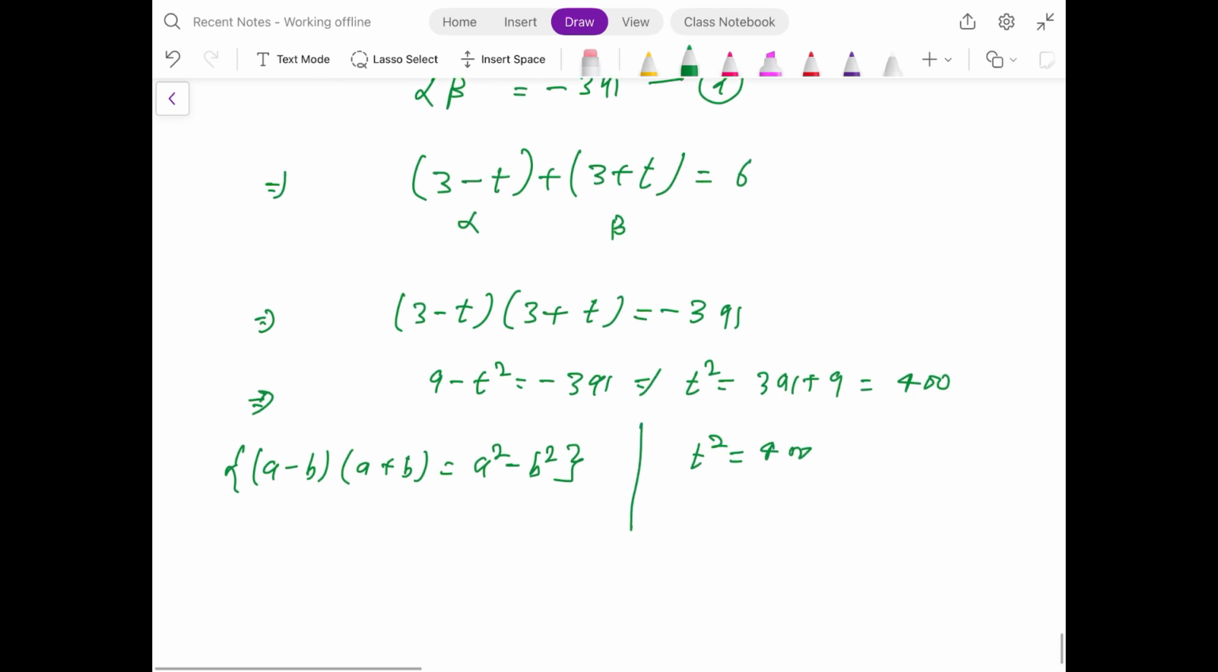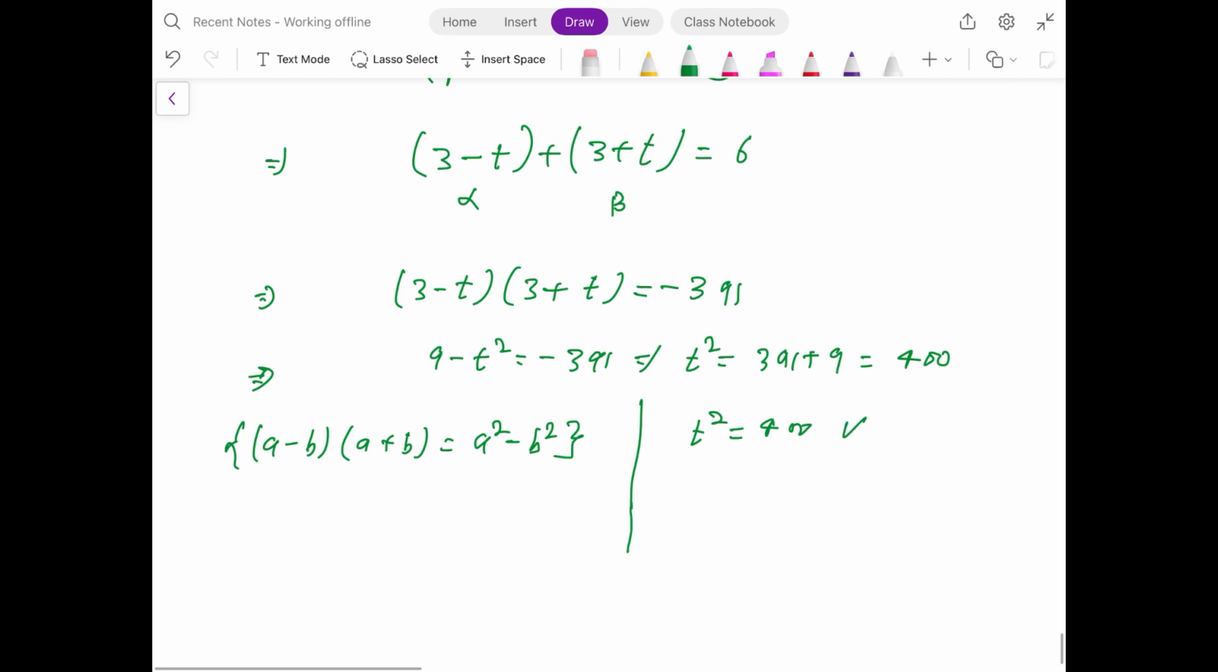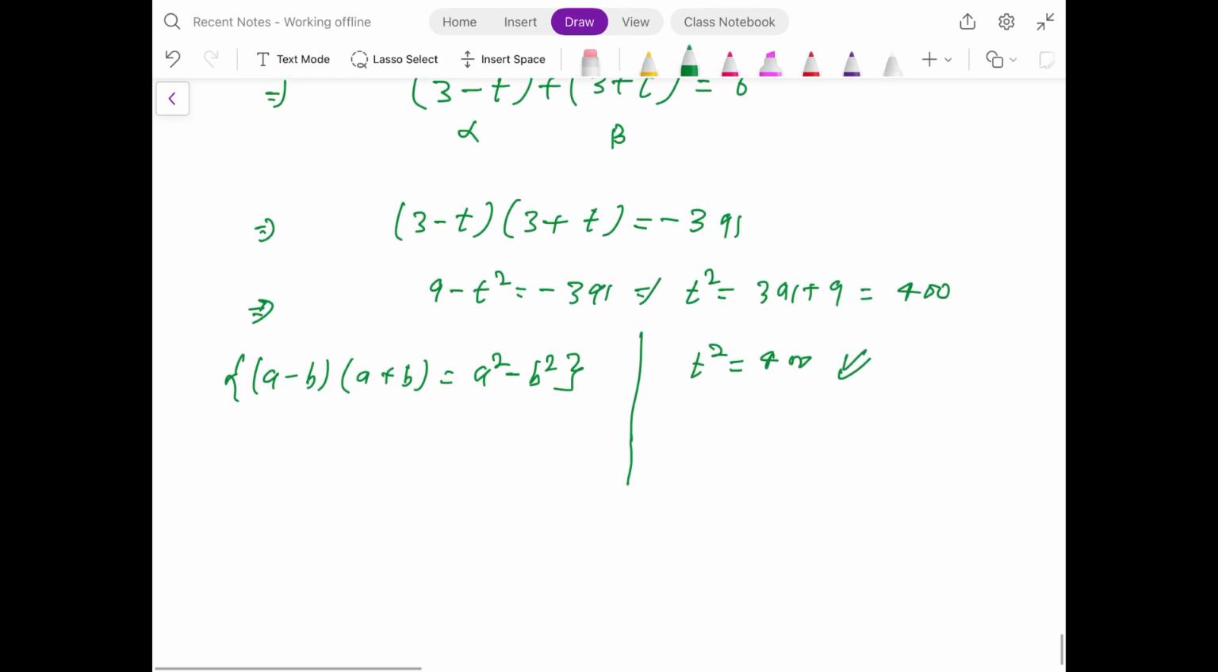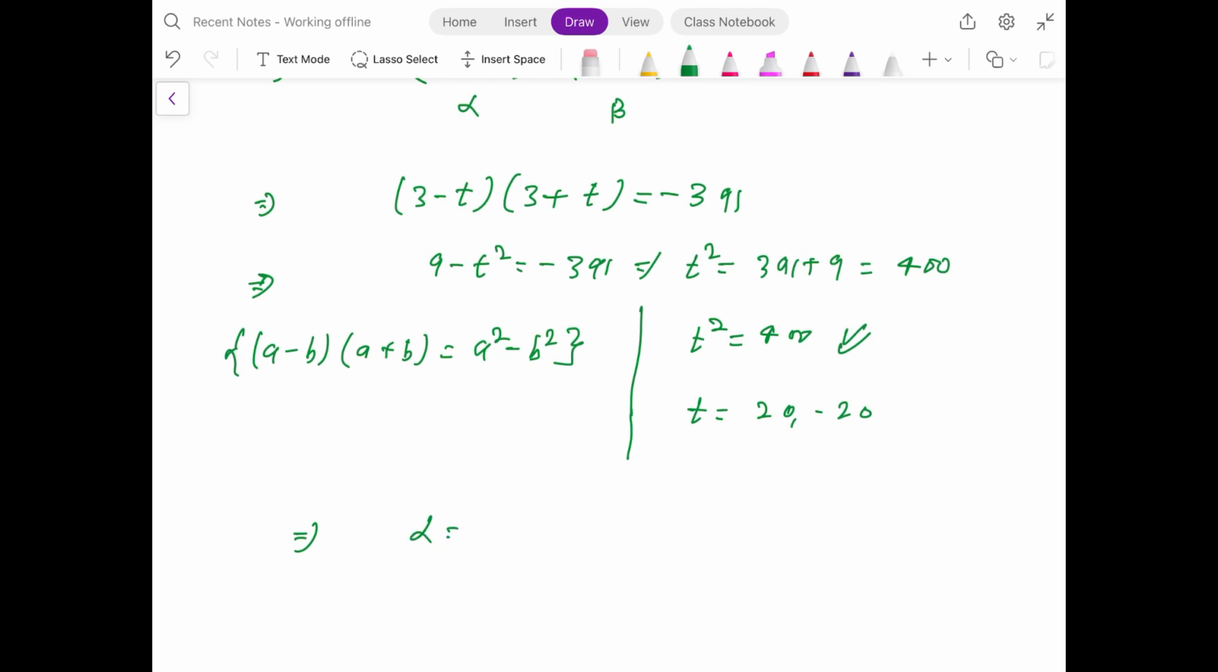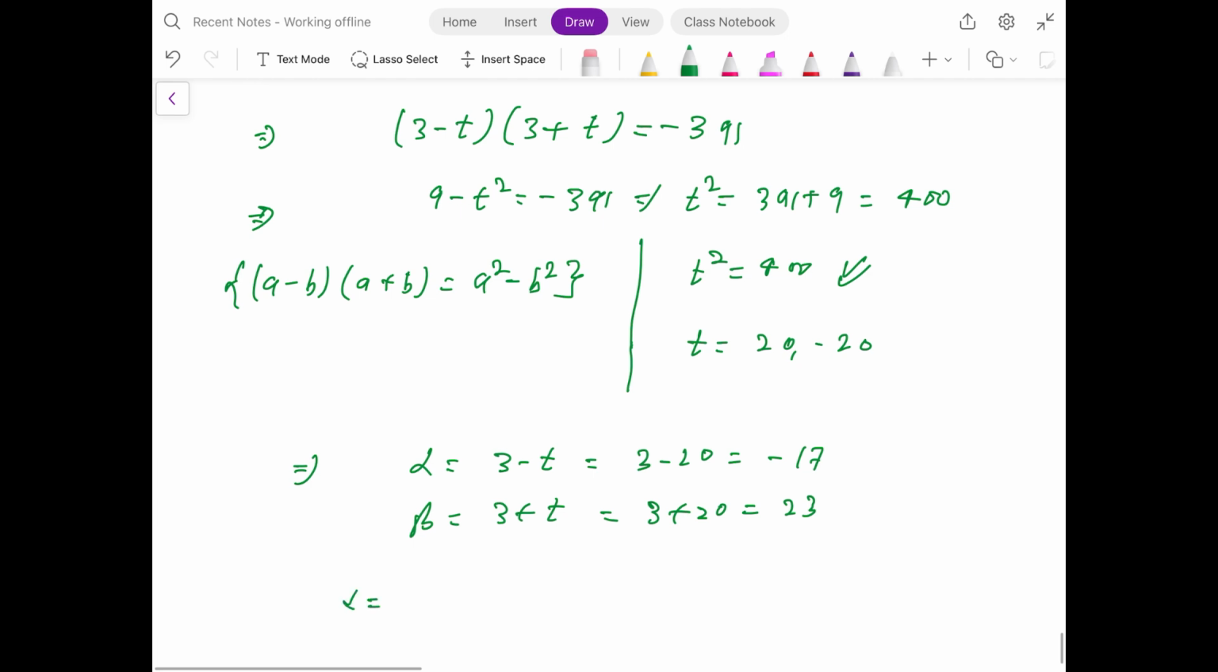That means we have t square is equal to 400. If we apply a square root on both sides of this equation, the values of t will be 20 or minus 20. So when we have the values of t, the root alpha, that is 3 minus t, and root beta, that is 3 plus t, will be 3 minus 20, in fact minus 17, and 3 plus 20, that will be 23. So the roots of the quadratic are minus 17 and 23.